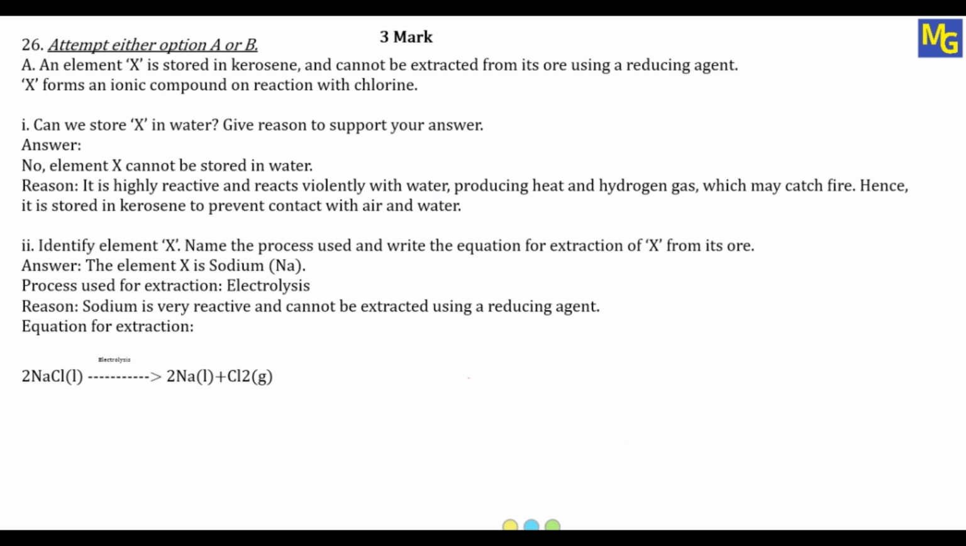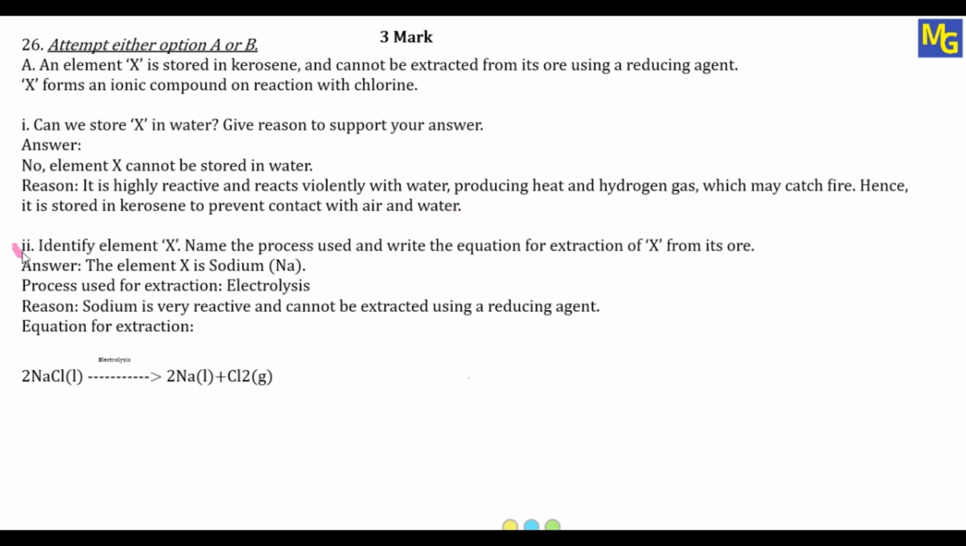As I told, sodium is highly reactive. When it is added to water, it reacts violently, producing heat and hydrogen gas. The hydrogen gas may catch fire. Hence, it is stored in kerosene to prevent contact with air and water. So this is the reason for question number 1.